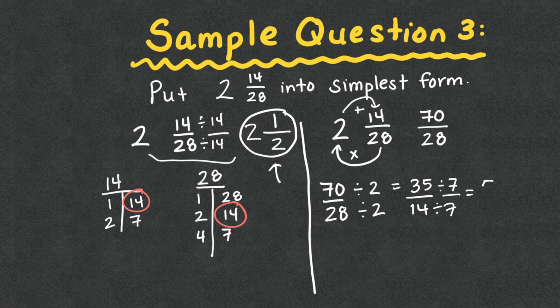35 divided by 7 is 5. 14 divided by 7 is 2. So I get 5/2. Same idea, but just one is an improper fraction, one is a mixed number. Only thing I can tell you to do is pay attention to what the question asks of you to do.